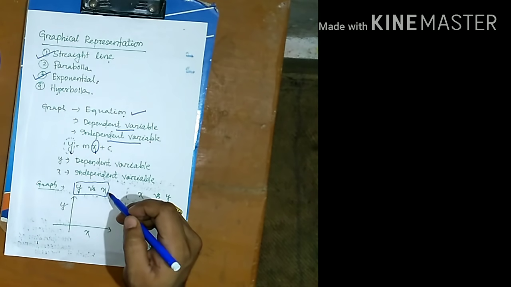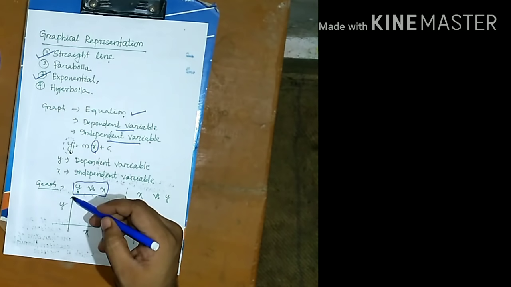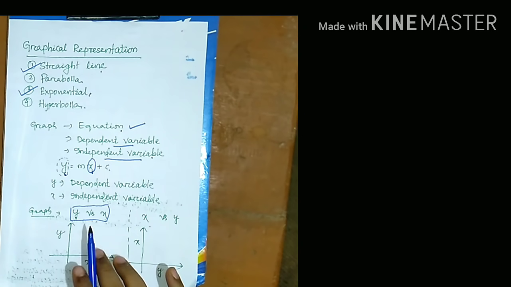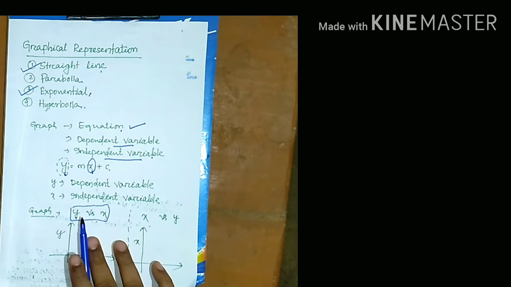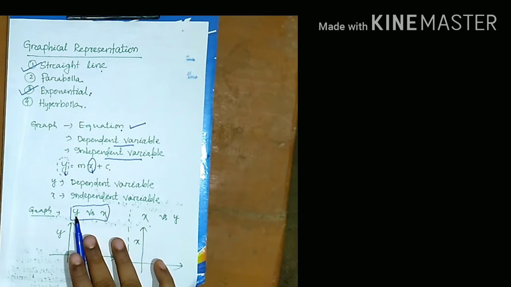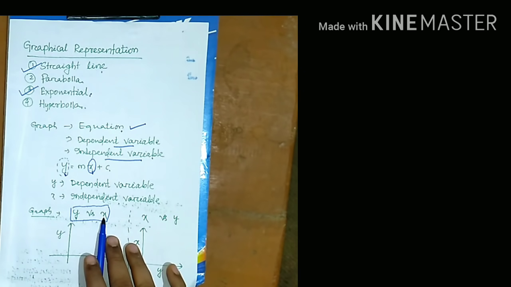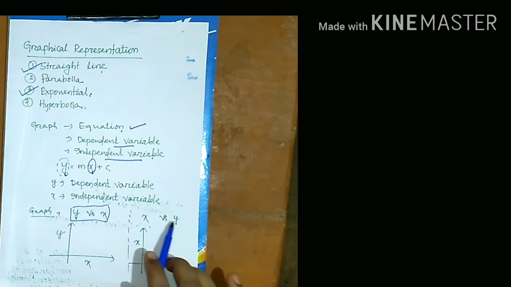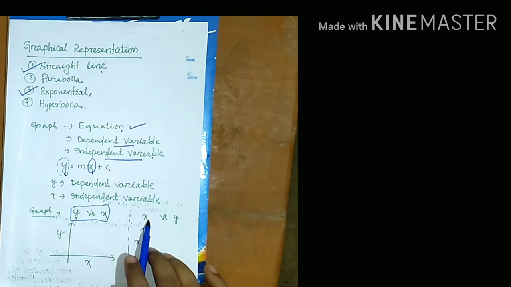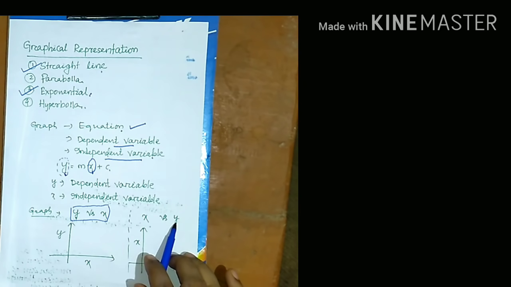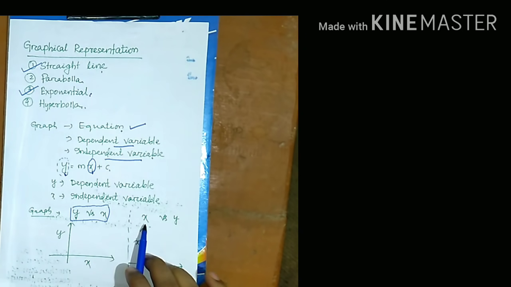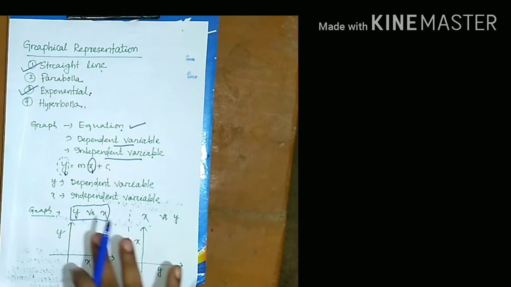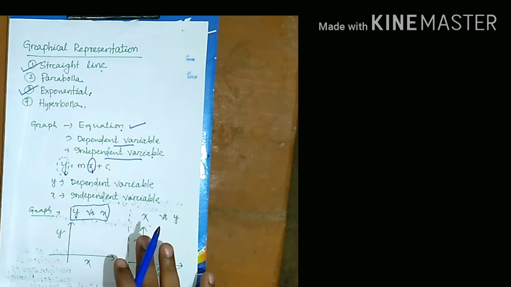And we always take y as the y-axis, so the graph deals with the dependent variable versus independent variable. I can also change this graph, just like here x versus y, means x is the dependent variable and y is the independent variable. So in that case we will take this as the x-axis and this as the y-axis. This is a simple way to understand a graph.